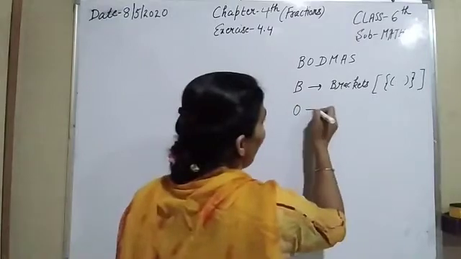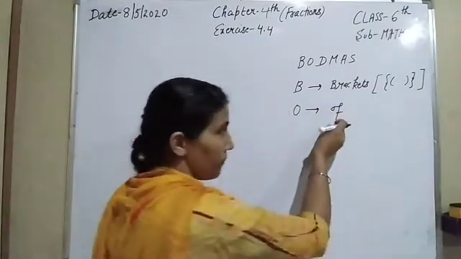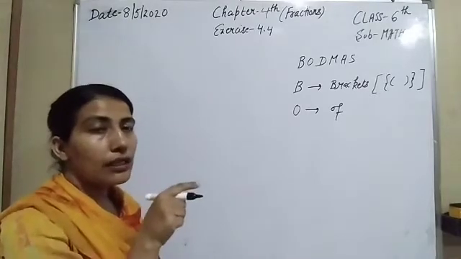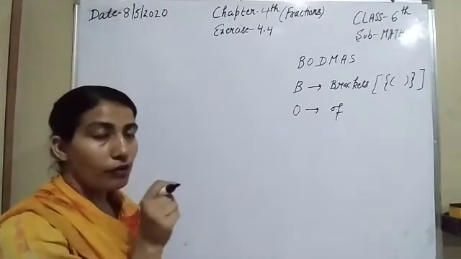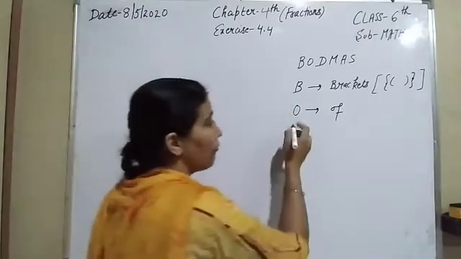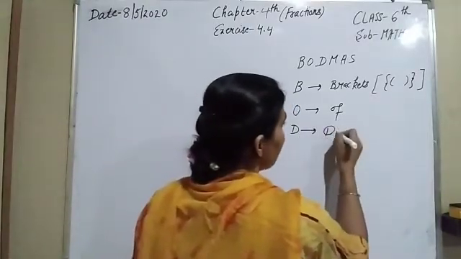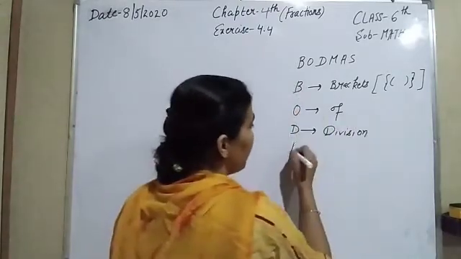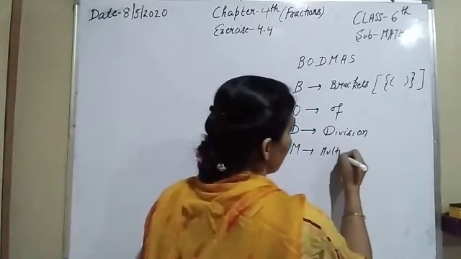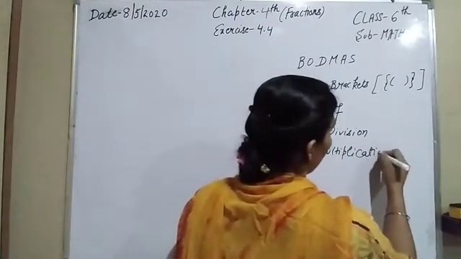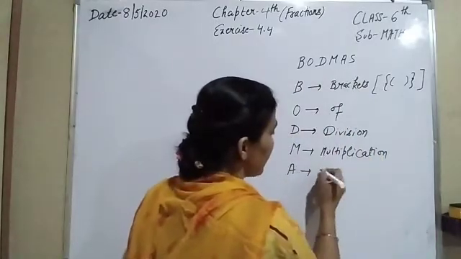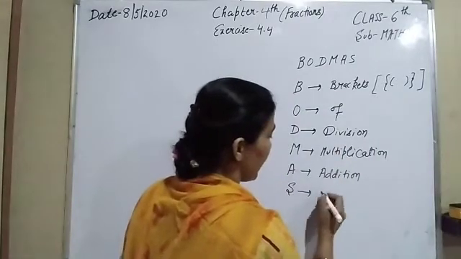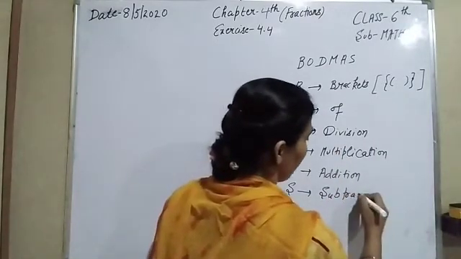Now O stands for of. Whenever we have the of symbol, we have to solve it first, and we change the of symbol into the form of multiplication. After that is D. D stands for division. After that is M. M stands for multiplication. After that is A. A stands for addition. And the last one is S, and S stands for subtraction.